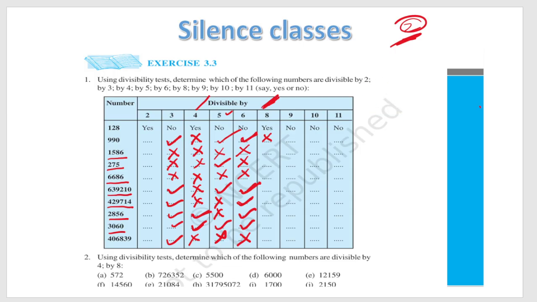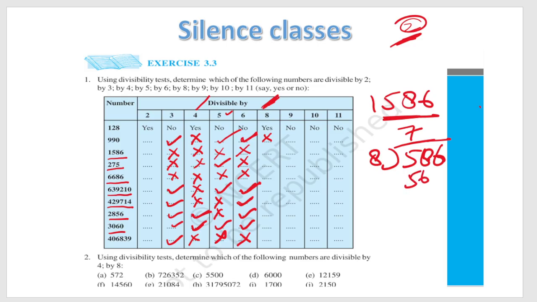Now the number is 1586. We have to take the last 3 digits. The last 3 digits of the number means 586. Is it divisible by 8 or not? 8 sevens are 56, 2 and 6, 8 twos are 16, and 8 threes are 24. It is not divisible because 2 is the remainder. This means this number is not divisible by 8.